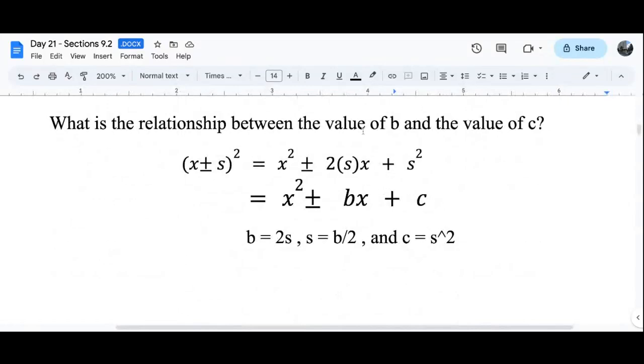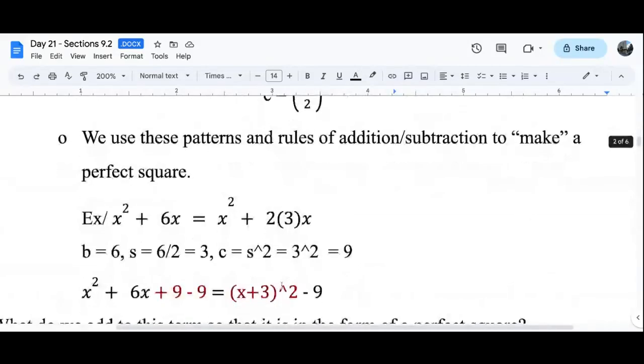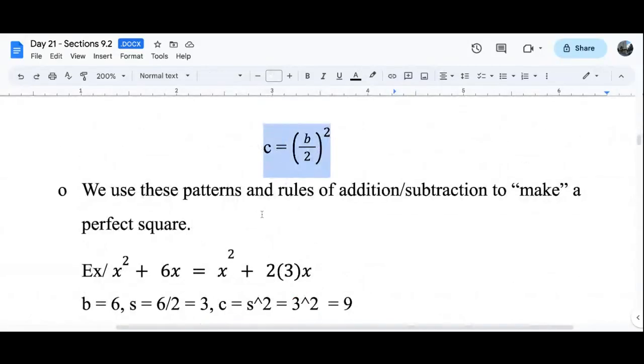So let's see, in this case, what's the relationship between those? If we have x plus or minus s, that's x squared plus or minus 2s times x plus s squared. We see in this case, b equals 2s, or s equals b divided by 2. And c equals s squared. So we're going to use this relation when we're completing squares. C is b over 2 squared.